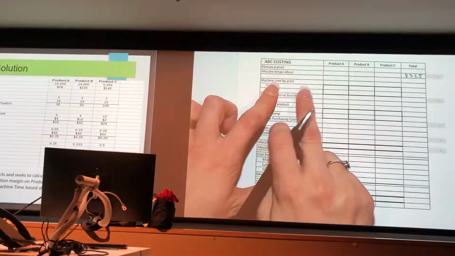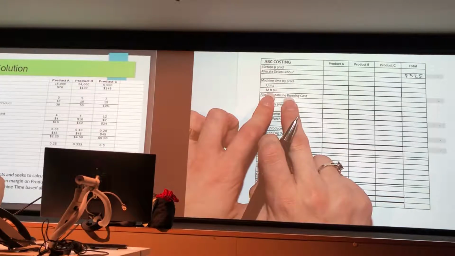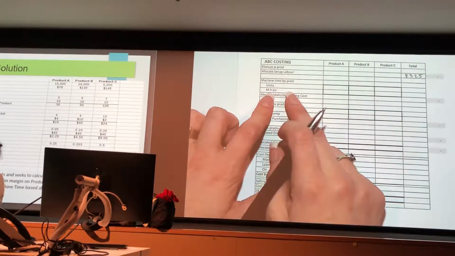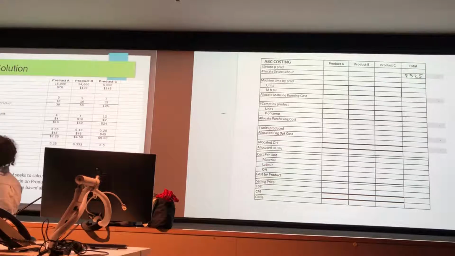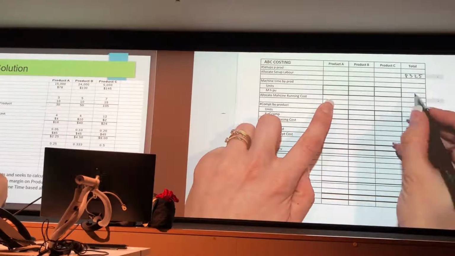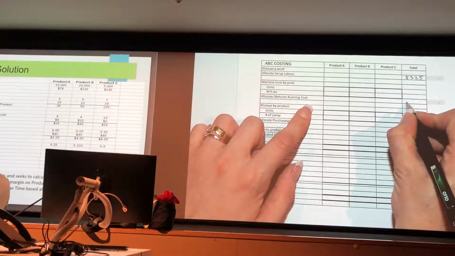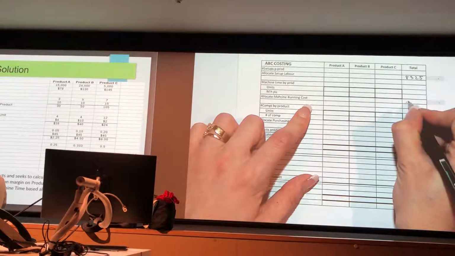Machine time by product. We obviously have the hours per unit and we have the amount of units. So we need to convert it back to a solid round number, which is why we will do a sub-calculation there. We write down our total allocated machine running cost. How much is that? 900,000.